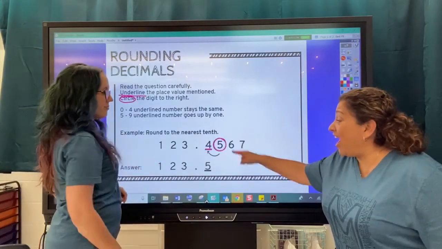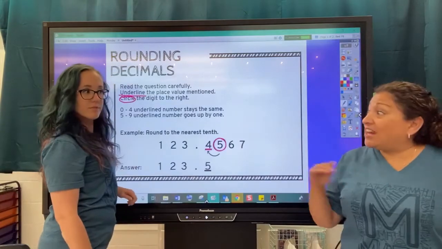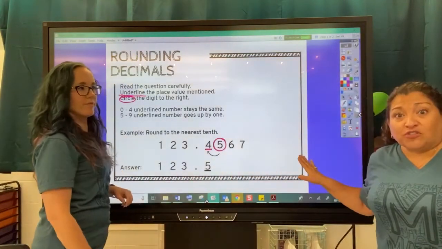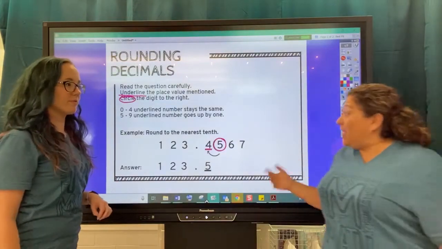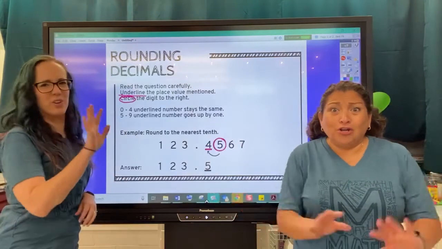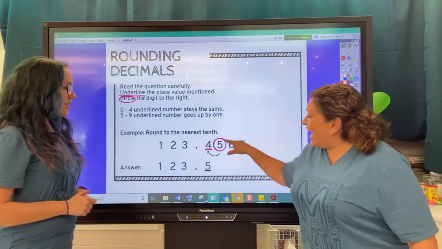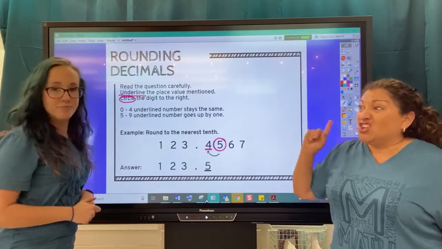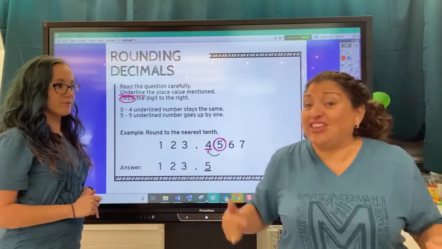Okay, and that is a 5. So that means you got to bump up that underlined number by 1 and you drop everything else. I've seen people that'll round this up to a 5, but then they put the 5, 6, 7 back. No. That circle says from here over, you're not going to use us anymore. You're just going to use us to make a decision, and then you're going to go on.